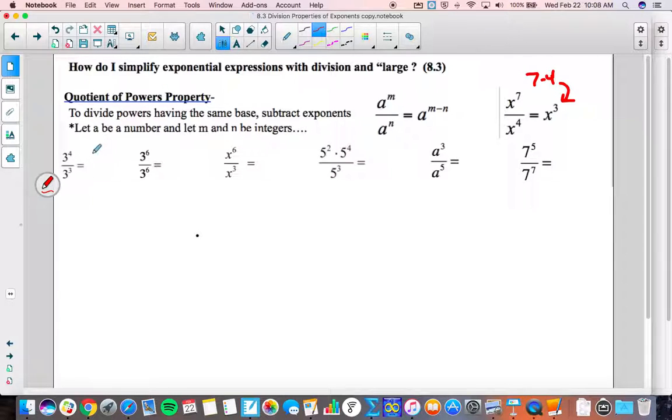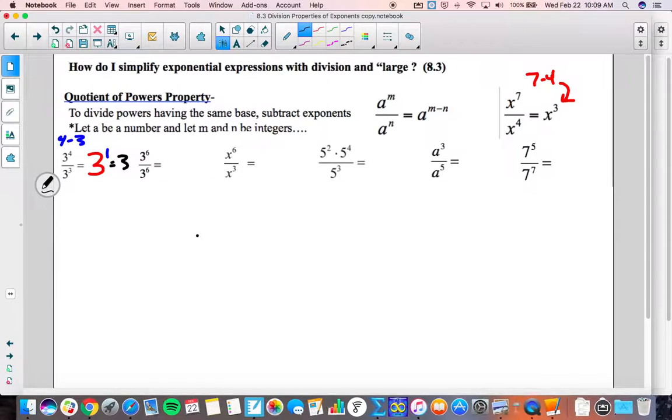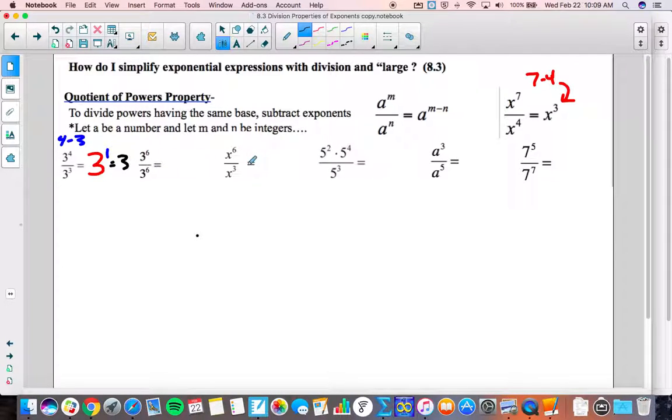Here we have numbers, so the bases are numbers. The base is 3. So it would be 3 to the power of, well, I'm thinking to myself, 4 minus 3. Oops, 4 minus 3 is 1. So it's 3 to the 1, which really just equals 3. Here, my base is 3, and then 6 minus 6 is 0, which is just 1.